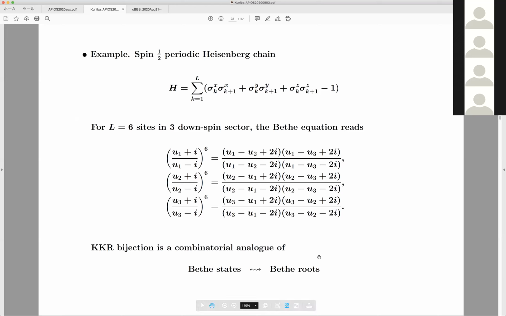So what is a KKR bijection? It's a combinatorial analog of the 2 objects. You have the solutions u1, u2, and u3. Every time you get a solution, there is a recipe to construct an eigenvector of the Hamiltonian called Bethe states.